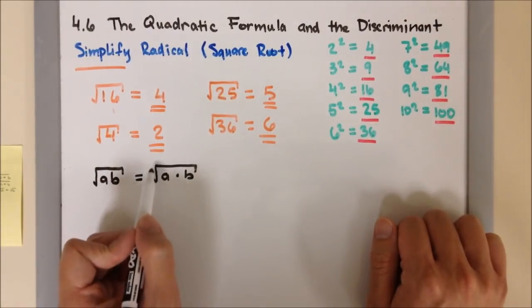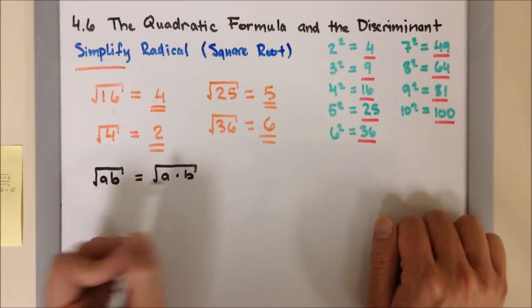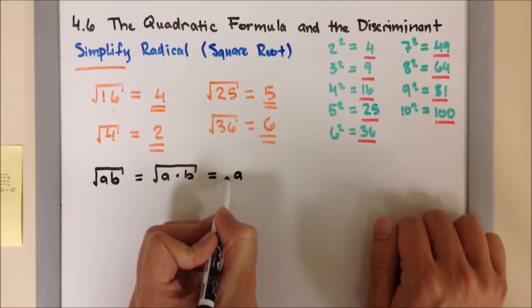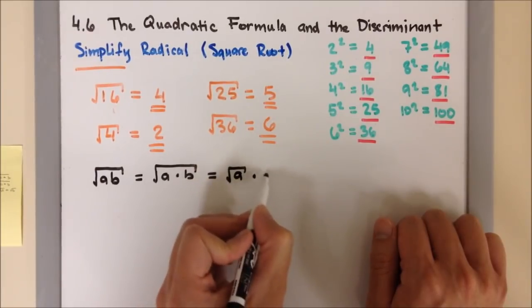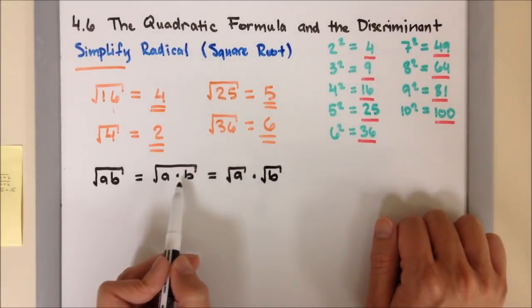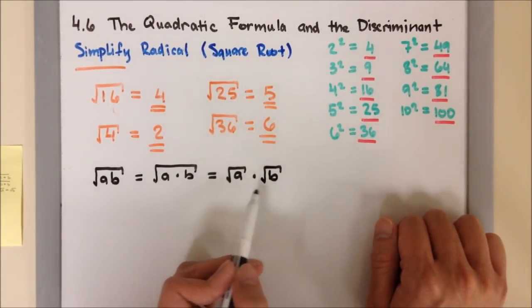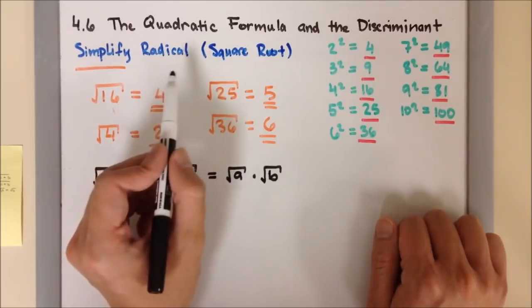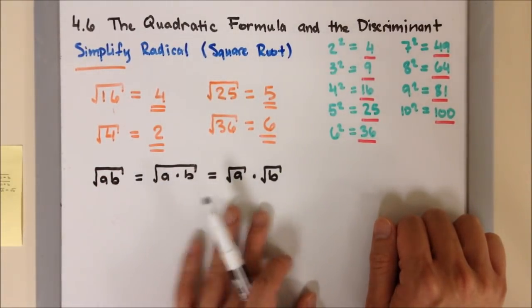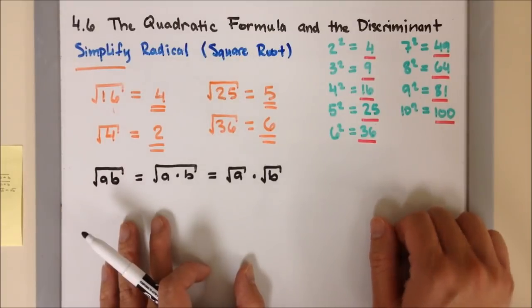Now when it's the square root of A times B, you can rewrite it like this: the square root of A times the square root of B. So if it's multiplying, you can actually split it up. And this is what you're going to be doing when simplifying radicals. Now, you can only do this if it's multiplication or division.